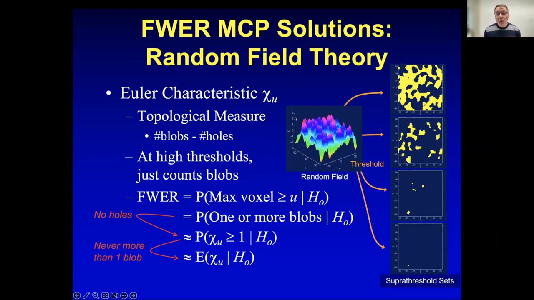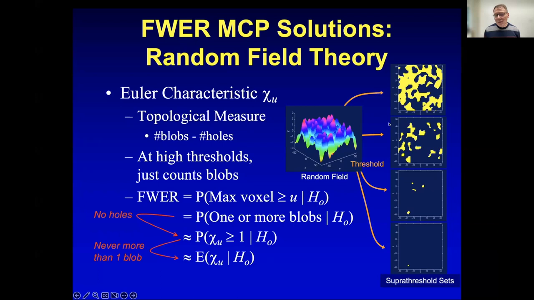There's something called the Euler characteristic. It's just a property of a binary set in space, and it counts the number of blobs minus the number of holes. So you can see here for a statistic image, this is basically your next failed experiment. This image is completely null. There's nothing going on here. So if you threshold it low, you'll see big islands with some sort of lakes in them. So we'd have to subtract these.